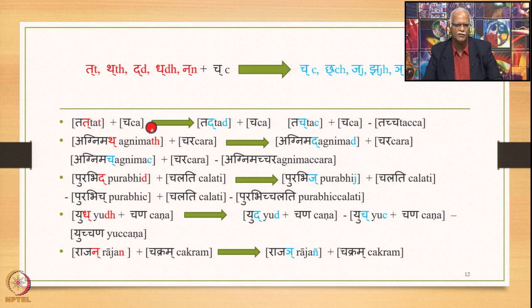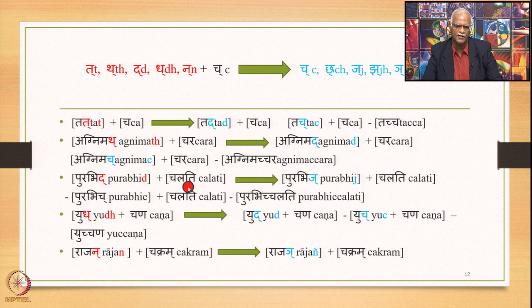The first example, tat plus cha, where ta appears at the end of the pada, cha appears at the beginning of this second pada. So now this ta is substituted by the. So we have tad plus cha. Then this the will be substituted by ja, and then it will be changed to cha, and so we will have tach plus cha. So tach. This is the output. Then we have agnimath plus chara, where tha will be substituted first by the. Then this the will be substituted by ja, and then this ja will be substituted by cha, and then finally we will get the form agnimath chara.